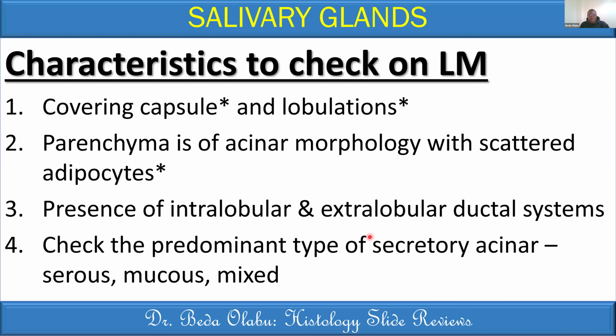For us to distinguish between parotid, submandibular gland, and sublingual gland, we will focus largely on the type of acini. Parotid gland will be predominantly serous. Sublingual gland is predominantly mucus. And submandibular gland is seromucus. It's a mixed type. That becomes a major distinction of the three.